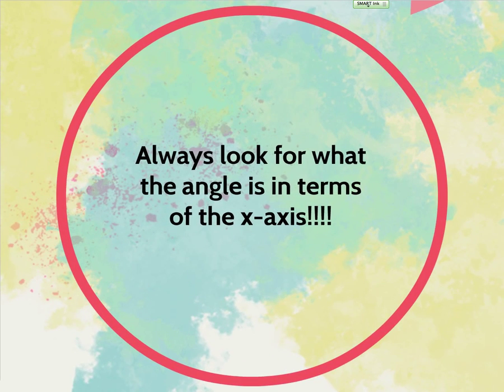So this note is that we always want to look for what the angle is in terms of the x-axis. So if you are given the angle in relation to the y-axis, you'll have to do a little bit more thinking to figure out what the angle would be going towards the x-axis, or the horizontal part. So it's still doable if they give it to you in relation to the y-axis, but you have to think a little bit more about what it would be in comparison to the x-axis.